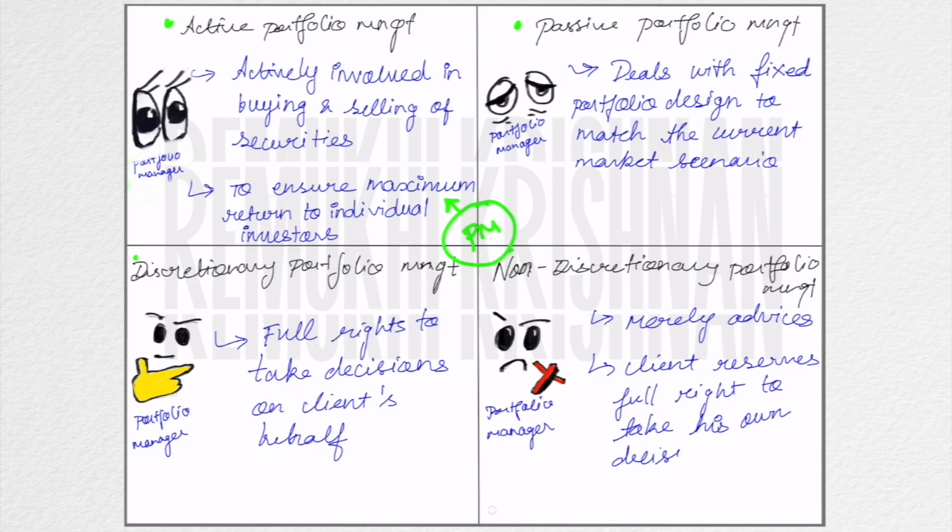The main difference between discretionary and non-discretionary is the full right given to the portfolio manager to take decisions, whereas under non-discretionary, that right is not given, but the power of advising the investors to take action is given to the portfolio manager. So these are the different types of portfolio management.